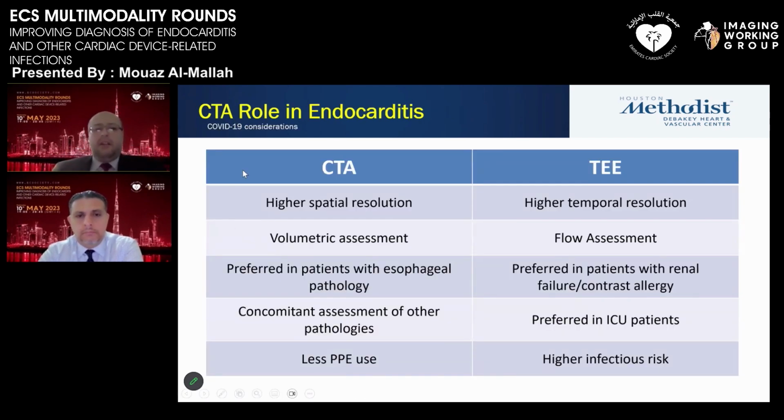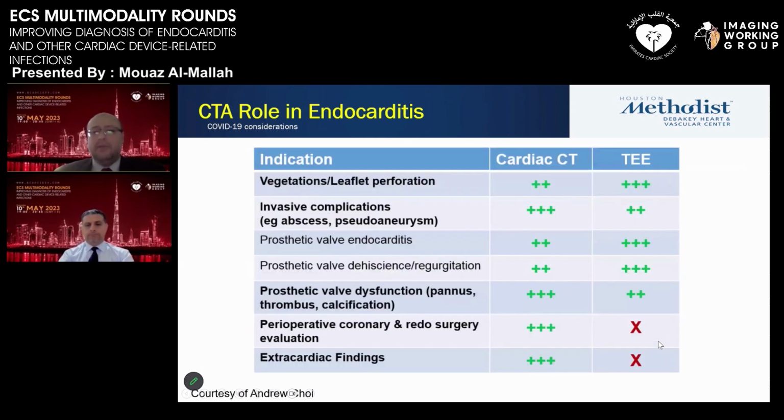So to put it together, CT has a higher spatial resolution and gives you volumetric assessment. In the era of COVID, it requires less PPE, so we were using it more often, especially among patients with suspected COVID, or if the patient has esophageal pathology, and if we are looking for other pathologies. Obviously, TEE has the best temporal resolution and gives you the flow assessment, especially with color Doppler, and it is preferred among patients with renal failure or contrast allergy, especially very sick ICU patients that you cannot transfer out.